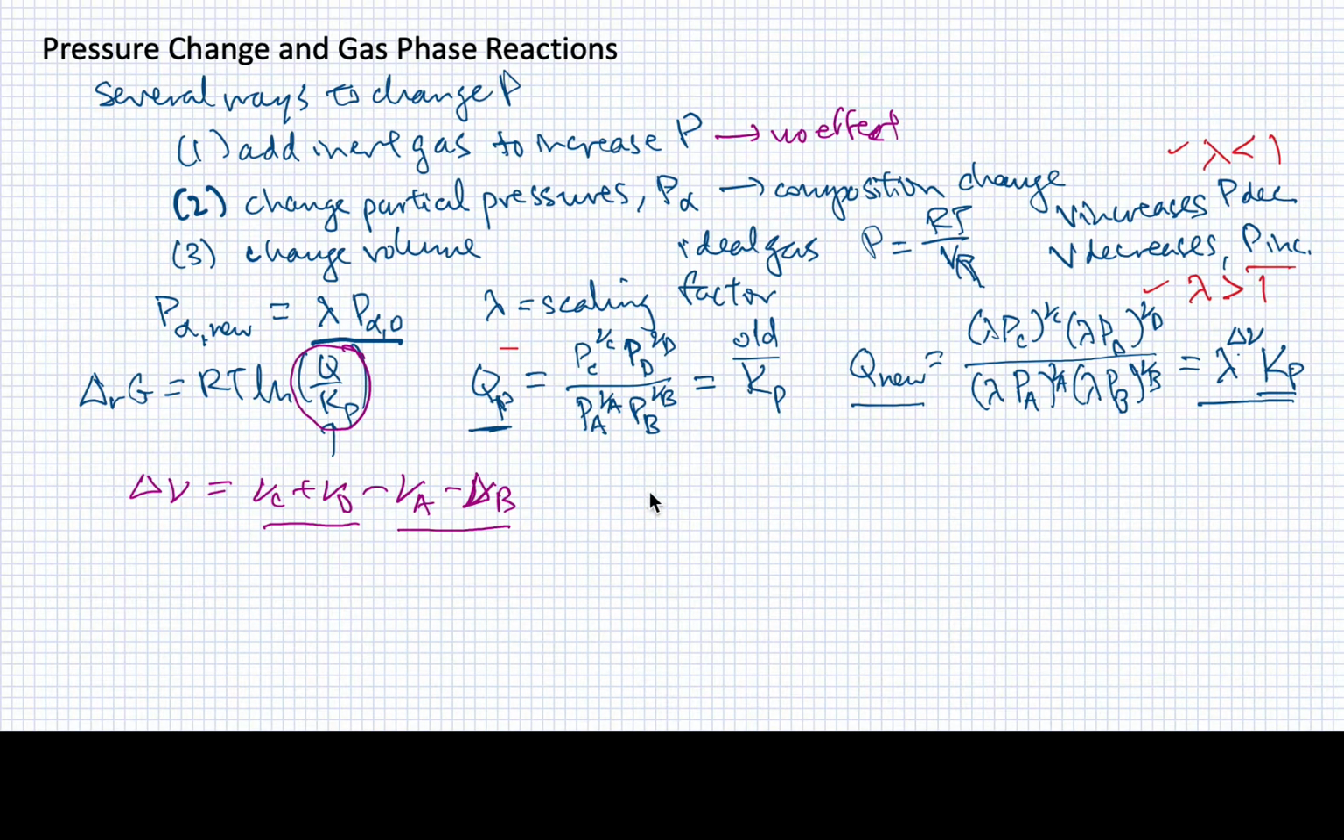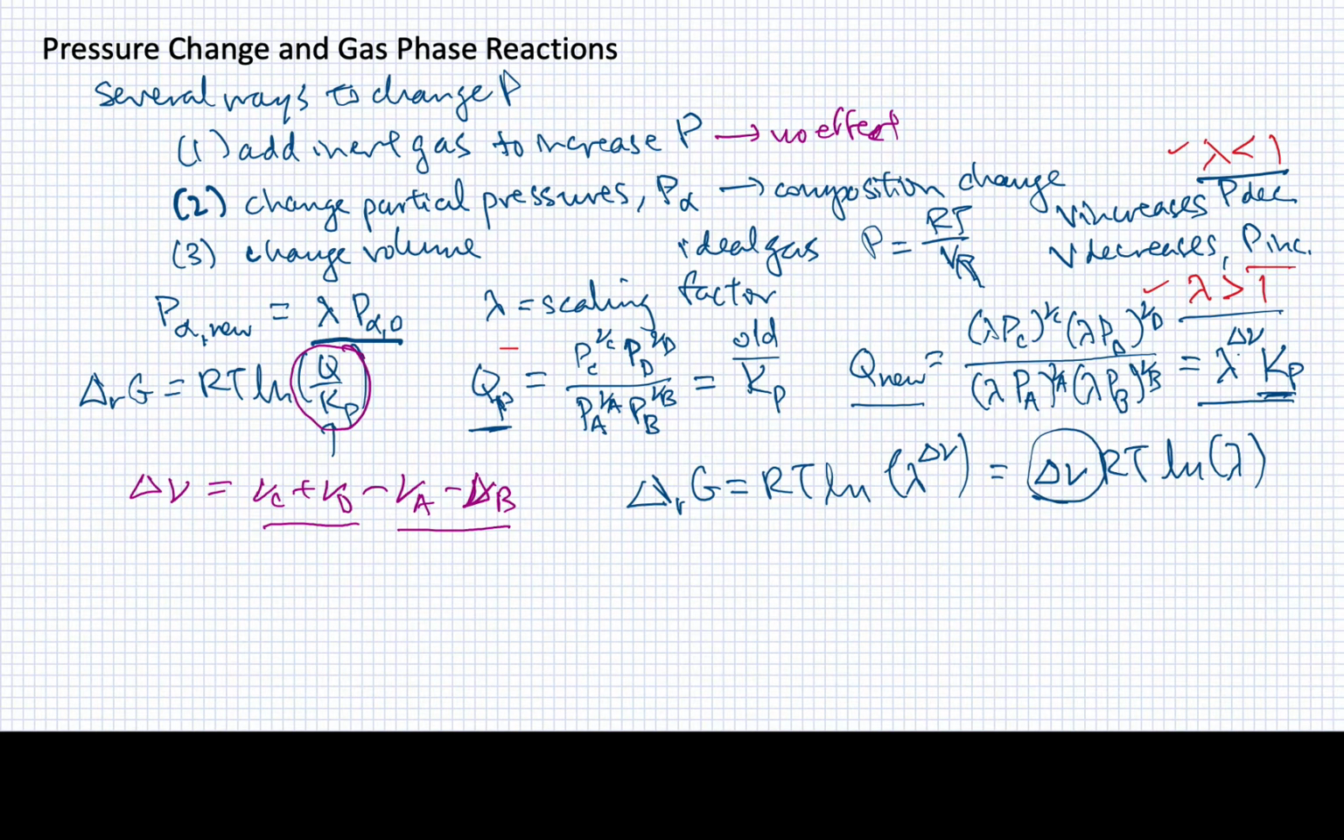I'm going to be able to write down that delta G is equal to RT times log of this divided by Kp, so it's just going to be lambda raised to the delta nu. And I can rearrange this a little bit to write this as delta nu times RT log of lambda. All right, so I think you can see where we're going to have to do a little bit of work. We're going to have to consider the possibilities of lambda being either less than 1 or greater than 1. We're going to have to consider delta nu being either less than 0 or greater than 0 as defined by this. So let's take a look at those possibilities.